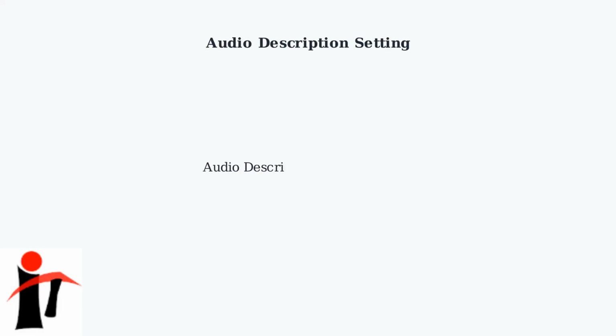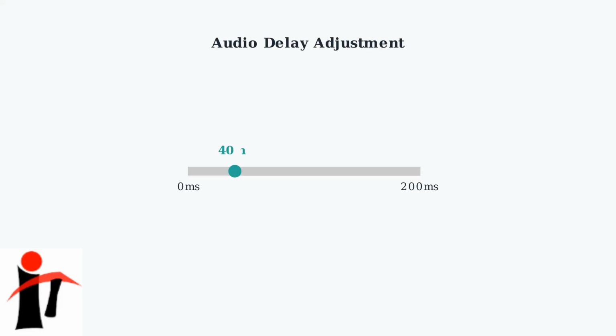Next, check if audio description is accidentally enabled. This accessibility feature provides spoken descriptions of visual content, but when enabled unintentionally, it can interfere with normal audio output and cause confusion. If you notice that audio and video are out of sync, you can adjust the audio delay setting. This is typically set between 0 and 200 milliseconds. Start with small adjustments and test until the audio matches the lip movements on screen.